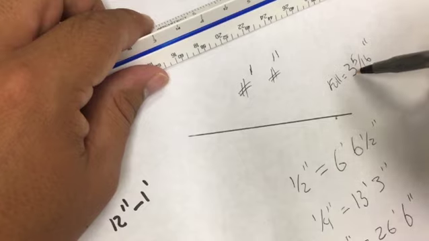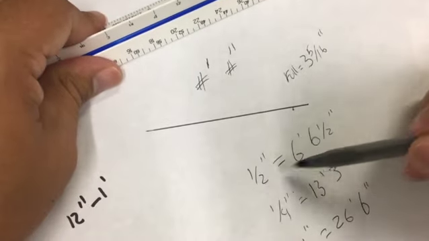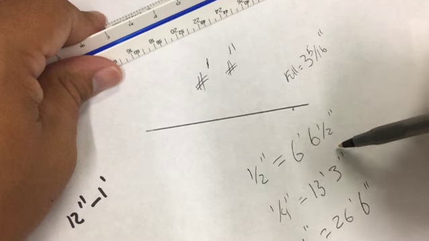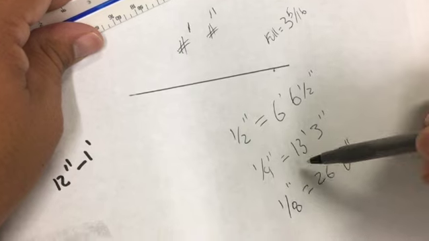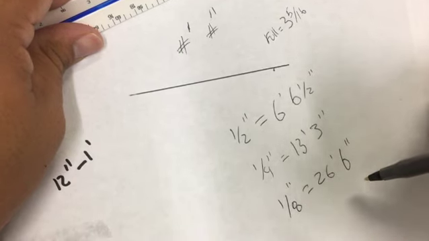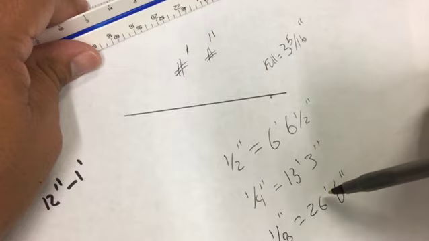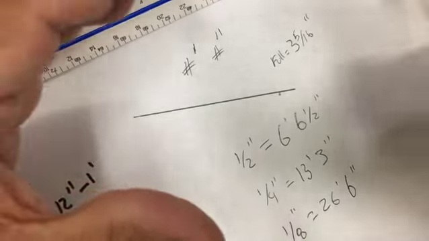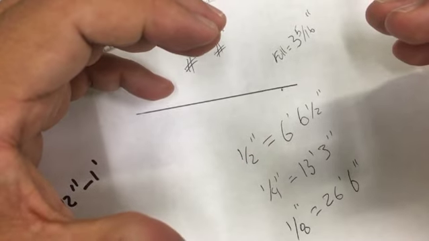See, same line. On a full scale, it's 3 and 5/16 of an inch. On a half scale, it's 6 and 6.5. On a quarter scale it's 13 feet and 3 inches. On an eighth, it's 26 feet and 6 inches. Now notice how it keeps getting bigger and bigger. The scale is becoming smaller, so each line is getting more value.